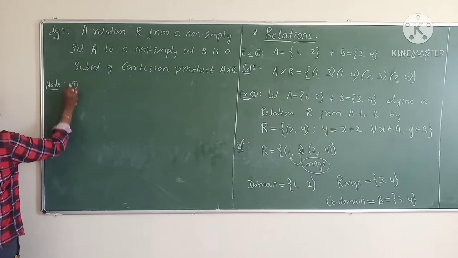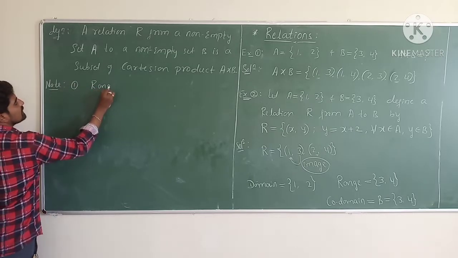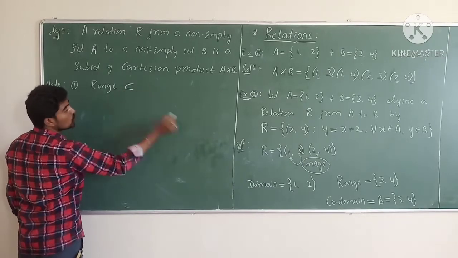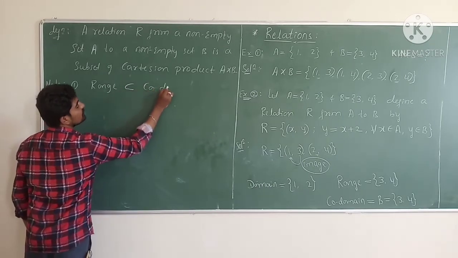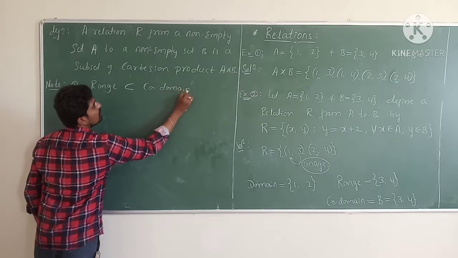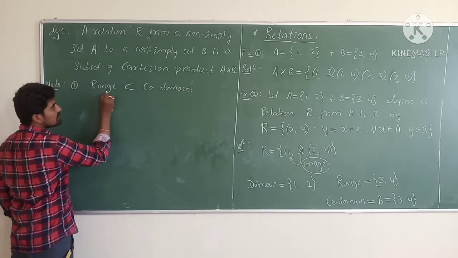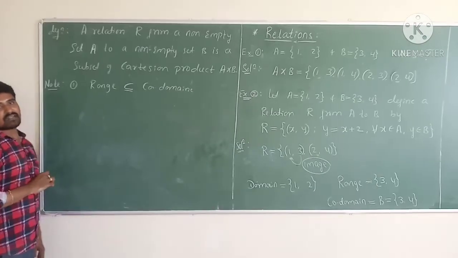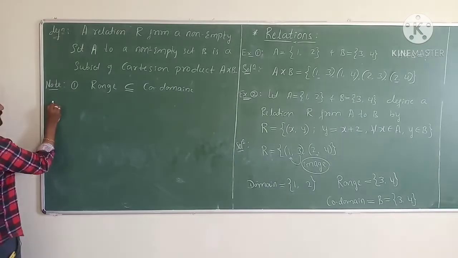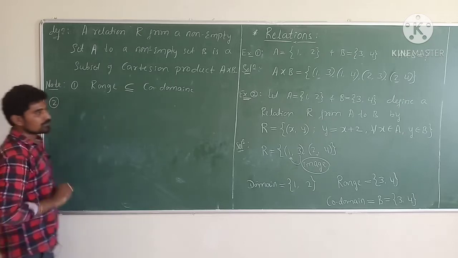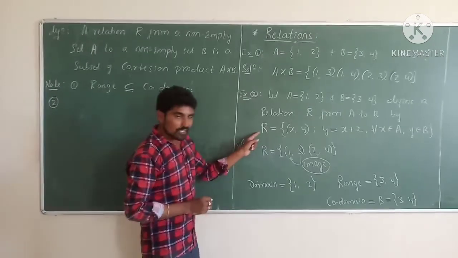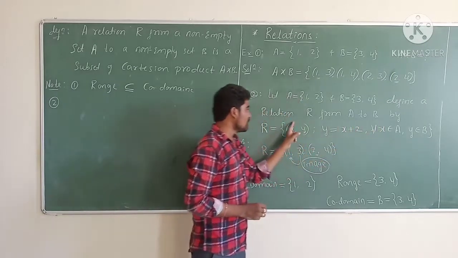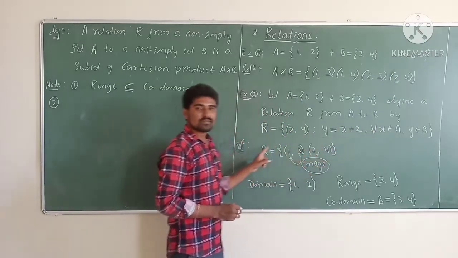So the first note is what? The range of relation R is a subset of the codomain of the relation R, or the range of the relation R is equal to the codomain of the relation R. I hope all of you understand. And the second one is, as you know, the relation R can be represented in set builder form as well as in roster form.